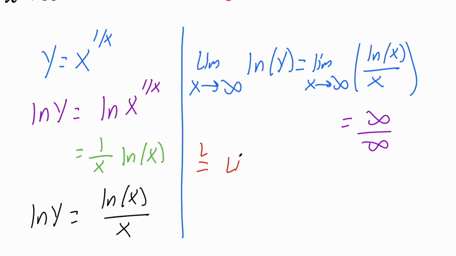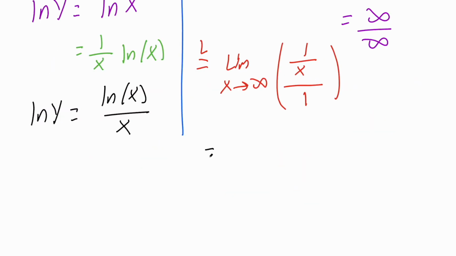We have the limit as x approaches infinity. I'm taking the derivative of the numerator and I'm taking the derivative of the denominator. Now the derivative of ln x is just 1 over x. And the derivative of x is just 1. And so what we end up getting is the limit as x approaches infinity of 1 over x divided by 1, which is just 1 over x. Now if we plug in infinity here, we get 1 over infinity, which is approaching 0.